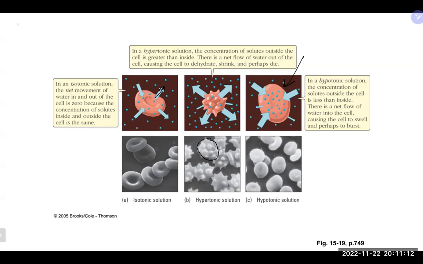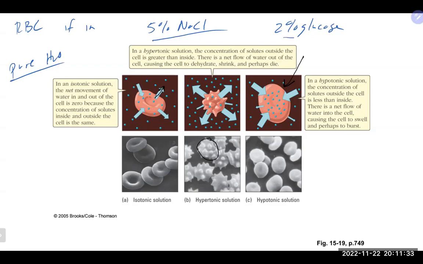So what will happen here to our famous red blood cell if I put it in a 5% sodium chloride solution, if I put it in a 2% glucose solution, if I put it in pure water, will it shrink? Will it explode? Will it be okay? So will it swell? Will it swell and burst? Will it shrink? Or will it be okay? All right, take a moment and decide on each of those.